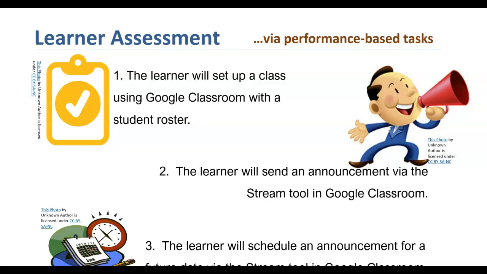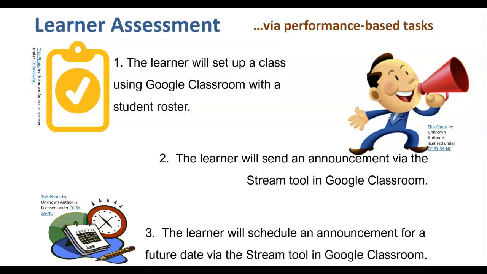An important part of any instructional design plan is a learner assessment. And in this case, it will be performed via performance-based tasks. The first performance-based task that will test to see if the students have achieved the learning objectives is to set up a class using Google Classroom and to set up a student roster. Send an announcement via the Stream tool in Google Classroom. And the third thing is to schedule an announcement for a future date via the Stream tool in Google Classroom.